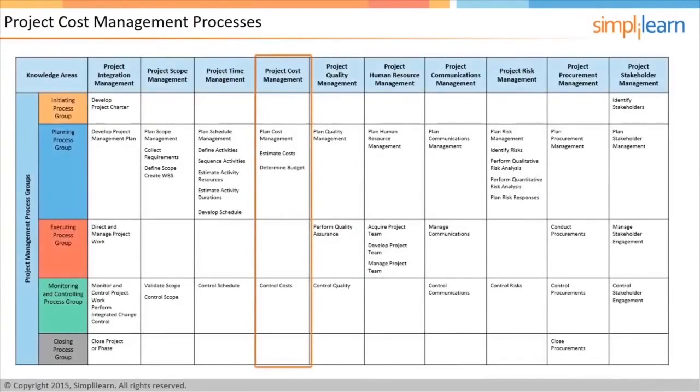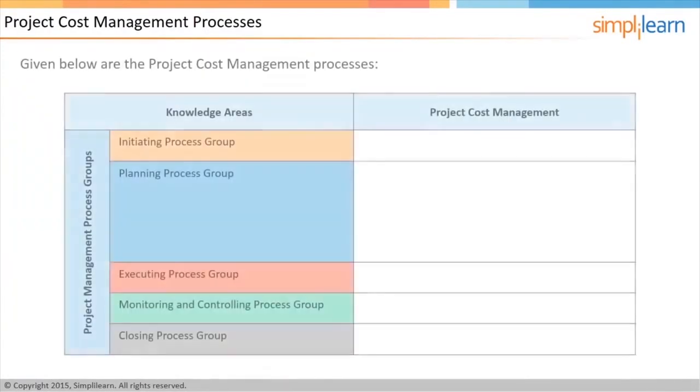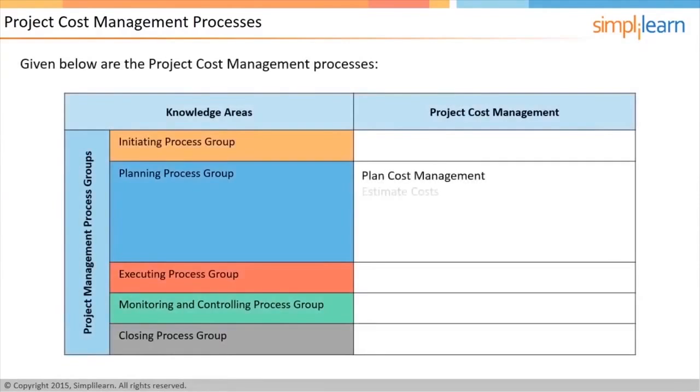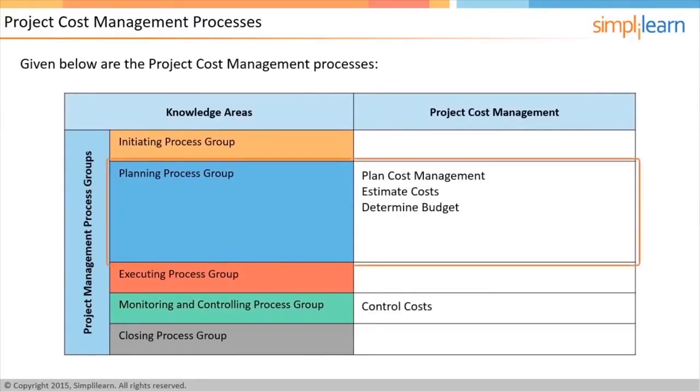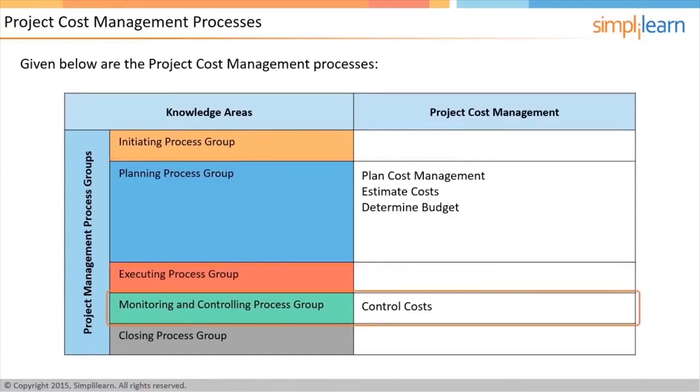Project cost management has 4 processes. They are plan cost management, estimate costs, determine budget, and control costs. The 3 processes, plan cost management, estimate costs, and determine budget, are a part of the planning process group, and the control costs process is a part of the monitoring and controlling process group.